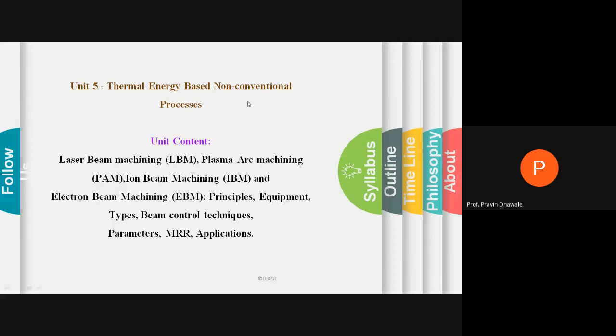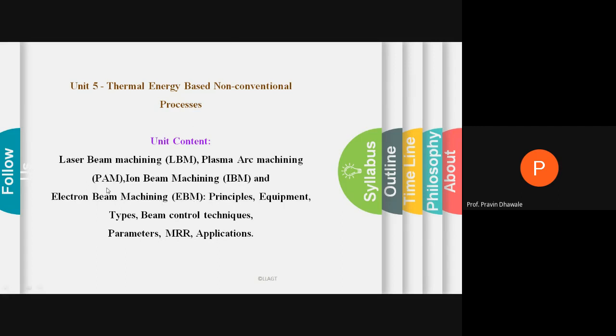So in thermal energy based non-conventional processes, you have to study the laser beam machining process, in short LBM, plasma arc machining, PAM, ion beam machining, IBM, and electron beam machining, EBM. In certain processes, you must require a vacuum in the space where the workpiece is mounted and you are carrying out the machining process. That is the case for laser beam machining or ion beam machining. You may require the vacuum.